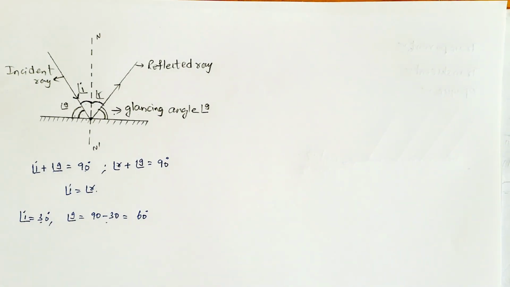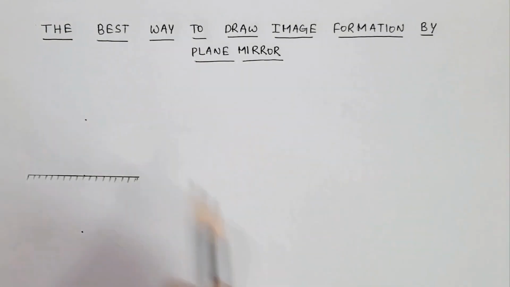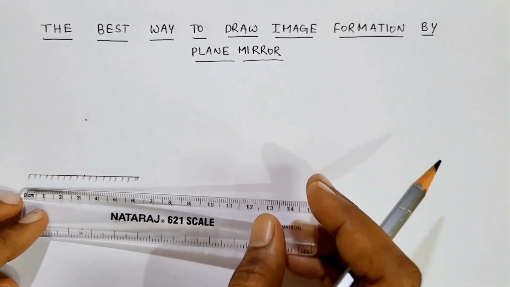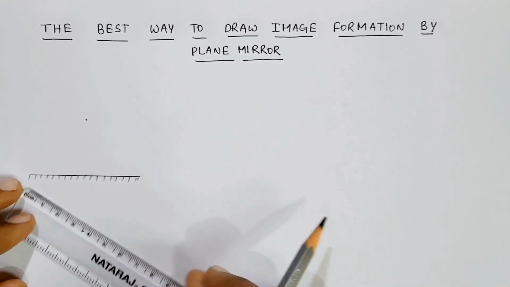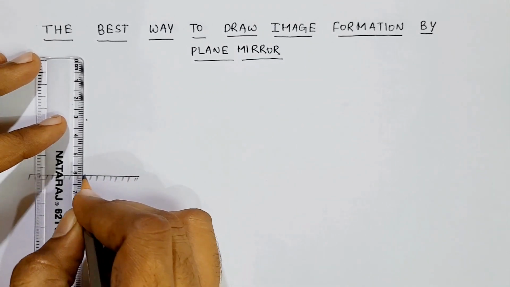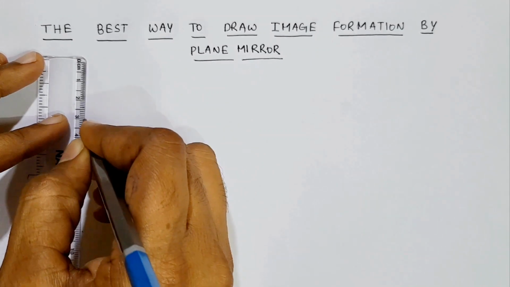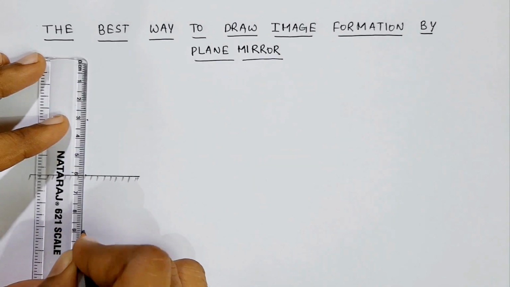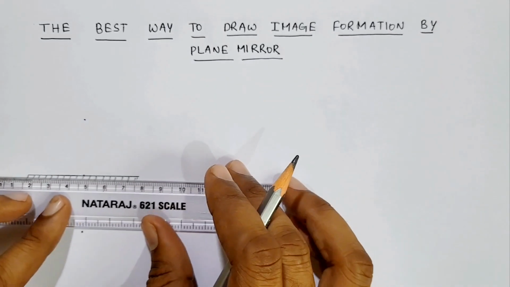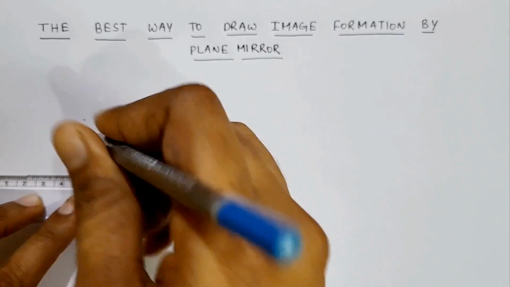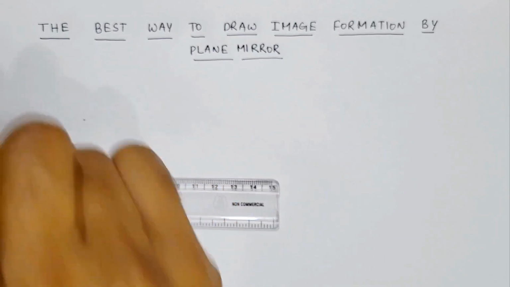So now let us go towards the formation of image by a plane mirror. The best way to draw the image formation by a plane mirror: first take a straight line of length 6 centimeters, and exactly at the 3 centimeters mark a point, and perpendicular to it you mark two more points, 3 centimeters above and 3 centimeters below. This point is going to be our object, this point is going to be our image. Now again from this point, 2 centimeters this side you mark one point and 2 centimeters this side one more point, right?